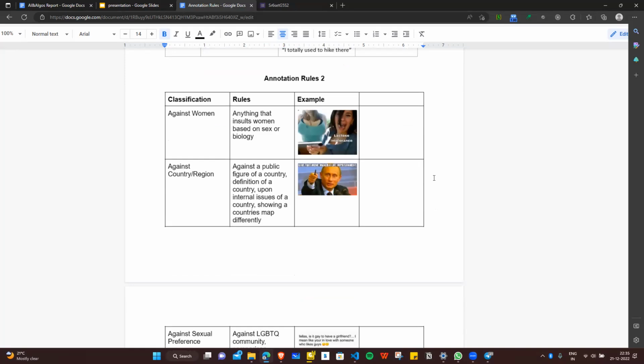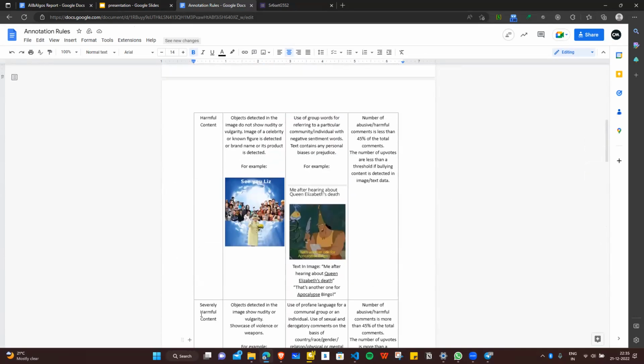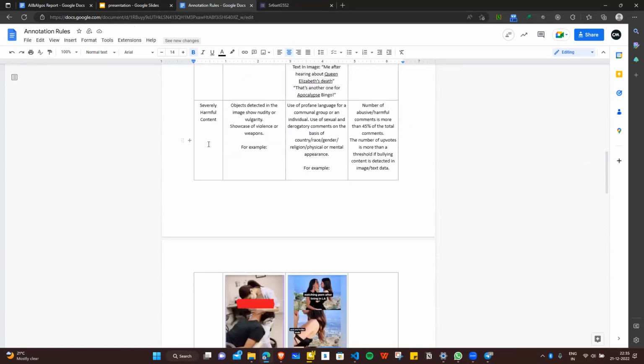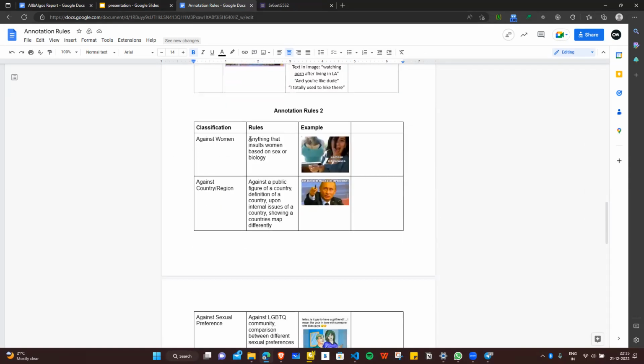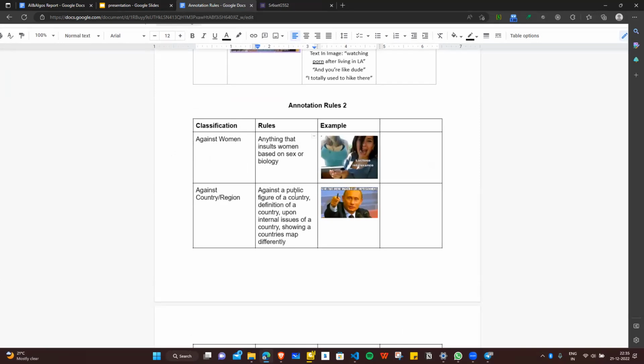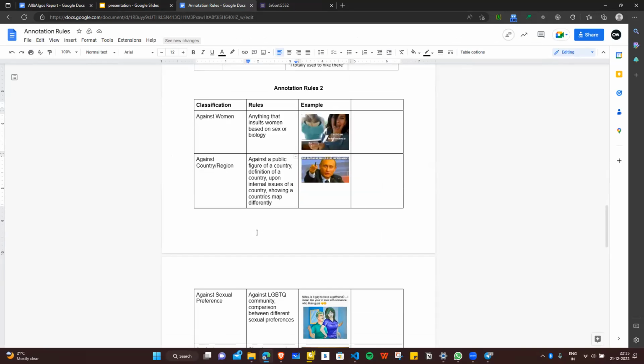Then we have annotation rules for harmfulness, because as I said earlier, we have two kinds of harmful data here. It can be harmful or severely harmful. So in that also we need to know what kind of harmful data it is. So for example, if it is against women, if it contains any insults or comments based on biology or sex or whatever, then we say it is against women. Against country: if it destroys the public image of the country, or if it questions the integrity of the country, or makes comments based on the internal issues of the country or the maps or anything like that, which can deteriorate the image of the country, then we say it is against a country or a region.